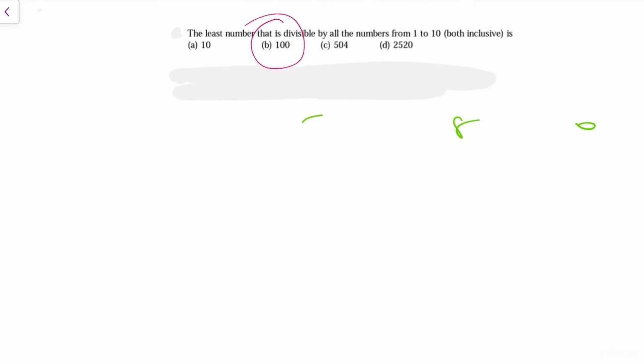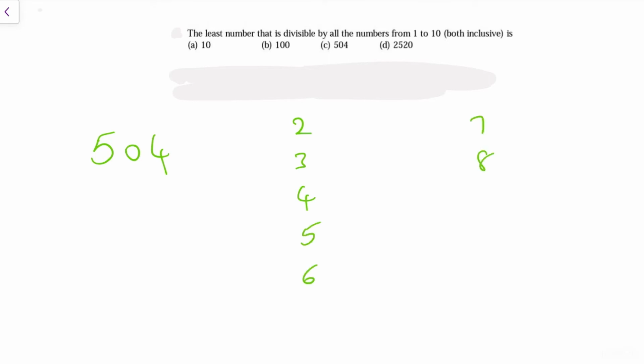Next, coming to the third option, that is 504. Option A and option B are small numbers, so directly we can say, whereas 504 is a little bigger number, and the last digit is also not 0. So definitely we need to do some process for this. What is that process? We need to check whether it is divisible by 2, 3, 4, 5, 6, 7, 8, 9, 10 or not. Last digit is 4, so it is divisible by 2.